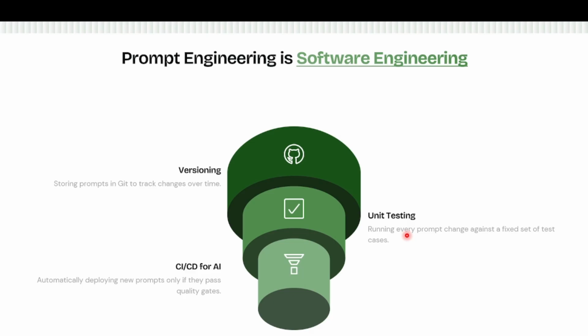Then CI/CD for AI. This is automatically deploying new prompts only if they pass quality gates. So implement gated pull requests. In DevOps, there is what we call branching. We have the master branch where all the code to be deployed is. We have the staging branch, where the code is being tested and passed through quality assurance before moving into the master branch, where it is deployed into production.